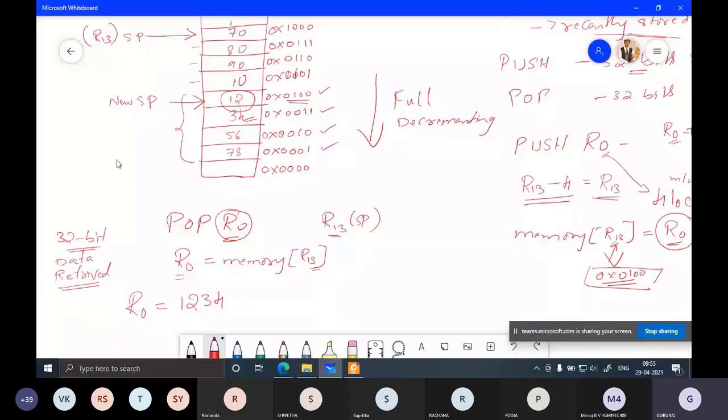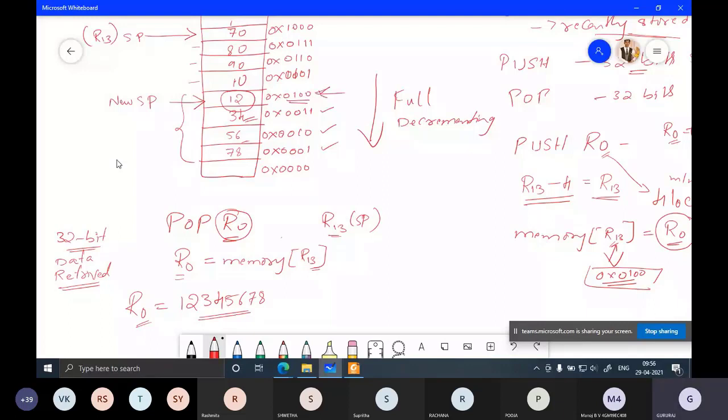So the next location is 0010. The contents is 56, and it will go to the next location. The contents is 78. So this value will be stored to R0. Okay. Again, since it is 32-bit data retrieval, R13 will point to the starting address.